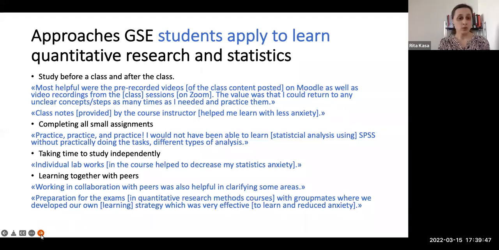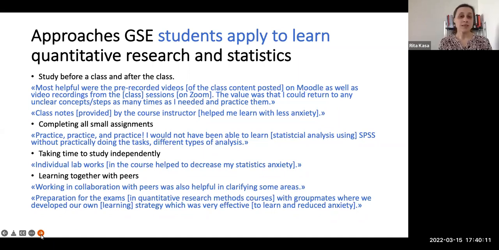And one student said that working in collaboration with peers was also helpful in clarifying some areas. And another one stated that preparation for the exams in quantitative research methods courses with group mates, where we developed our own learning strategy, was very effective to learn and reduce anxiety.